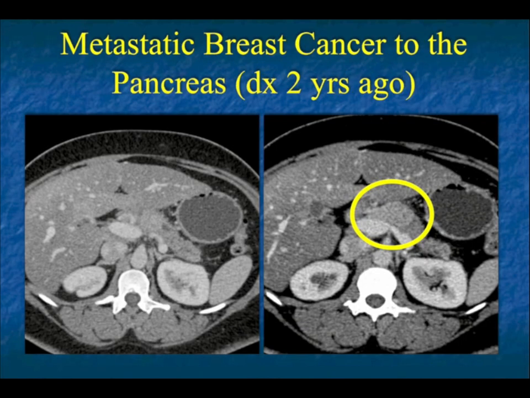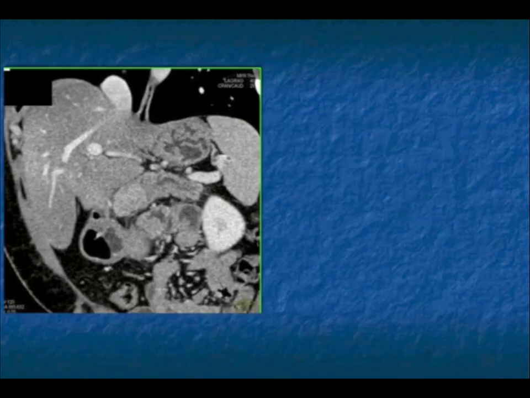Here's a mass in the body of the pancreas. What's interesting is the texture is that it's higher density, not lower, but there is a duct cutoff, so there is definitely a tumor here. I assume this was pancreatic cancer, though it was a little bit strange. This was metastatic breast cancer in a patient who had breast cancer diagnosed several years earlier.